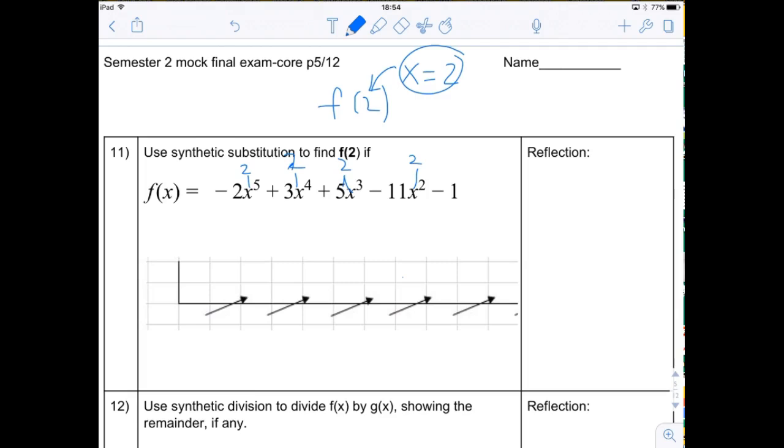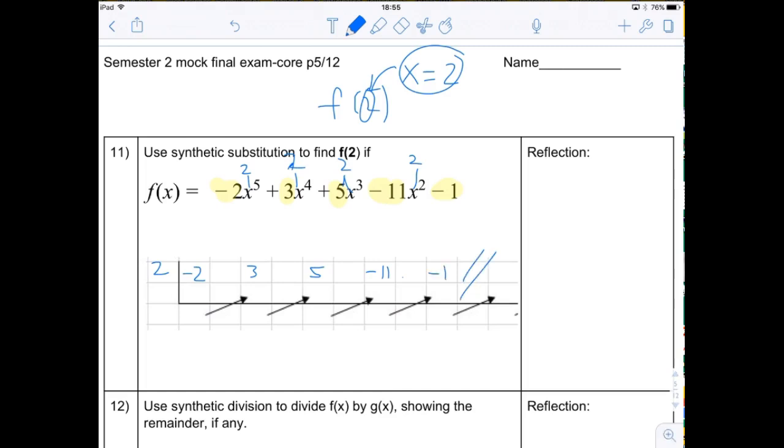First thing you're going to do is you're going to say, okay, I want to substitute the value in for x, so I'm going to write 2 here. Next, I'm going to take all the coefficients for this function, and remember that the minus signs are part of the coefficient. And I'm going to write the coefficients here. I'm going to put -2, 3, 5, -11, and -1.